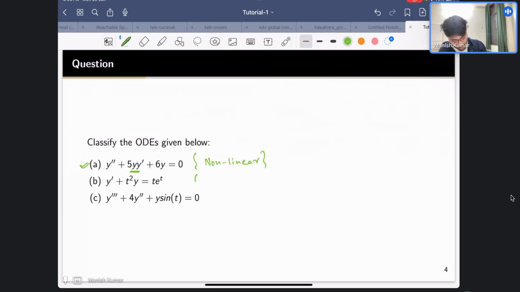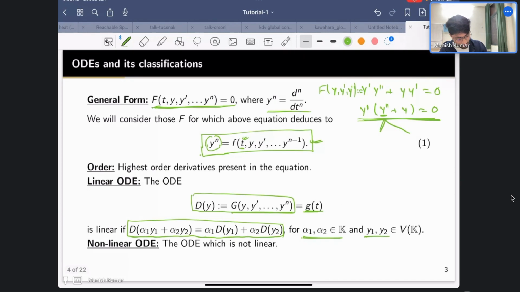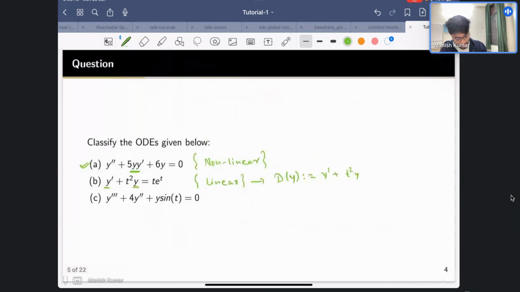What about the second one? Linear. Basically linear means linear in y, so we will not take t into consideration. Here y prime and y are linear, so you can define D as y prime plus t squared y, and then check this property. It's quite trivial to check. So this is a linear ODE.